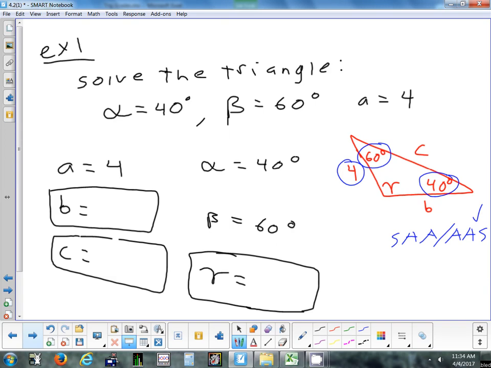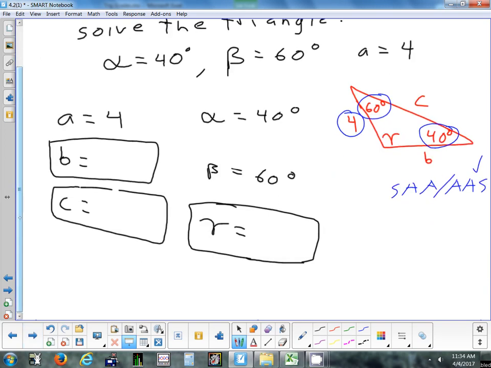Right, so now our goal is to find B, C, and gamma. Is there anything I can find quickly without even using what I just showed you for that new law? Yeah, gamma is going to be 80. All the angles still have to add up to 180.